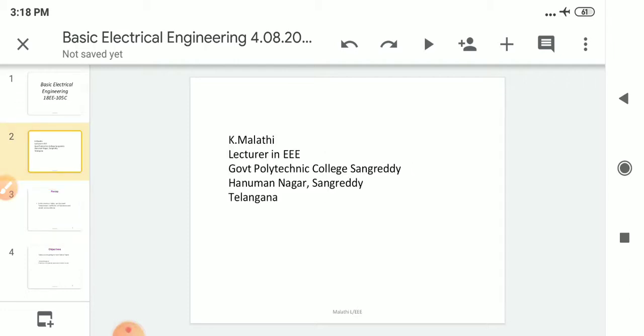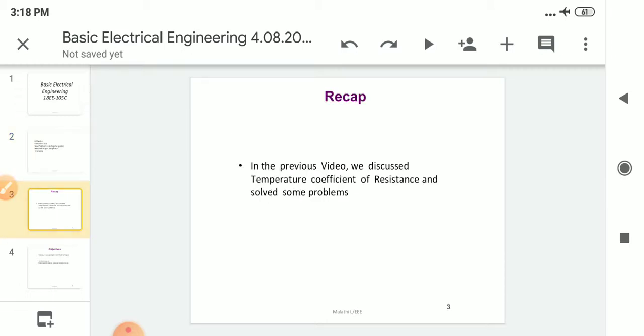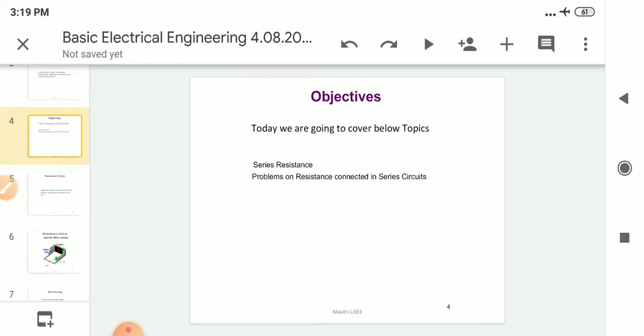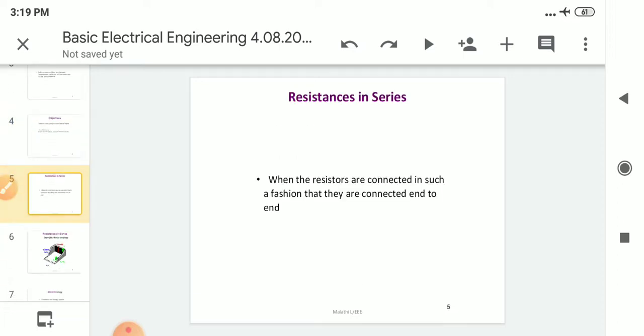In previous videos we studied the temperature coefficient of resistance and some more numerical problems. In this video we are going to learn about series resistance and some numerical problems on series resistance. Resistance in series.